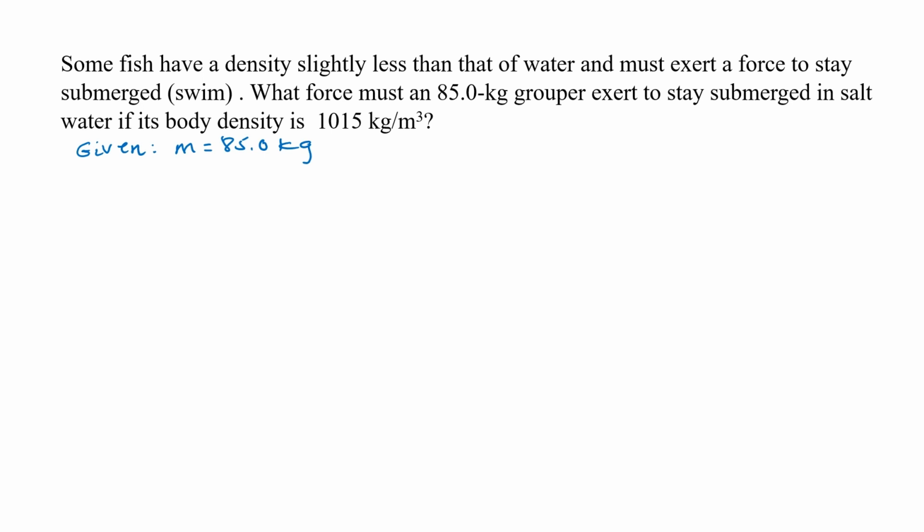And stay submerged in salt water. So the water is salt water. Let's call its density rho sub s. The density of salt water from the table is 1025 kilograms per meter cubed. And they are also given the density of the fish. Let's call it rho sub f. And that's 1015 kilograms per meter cubed.